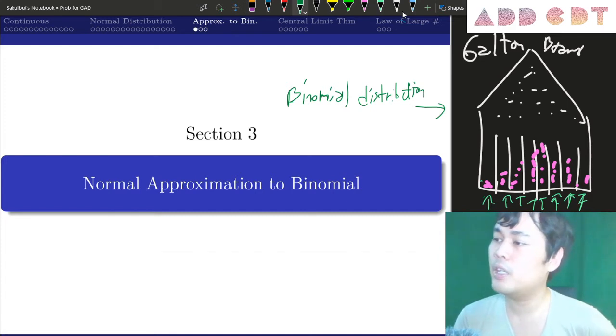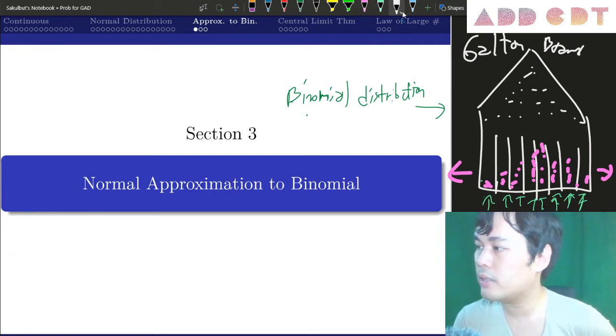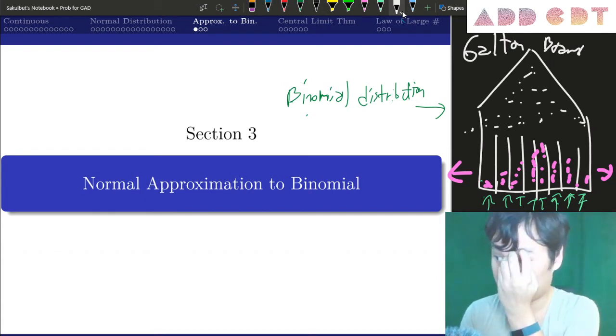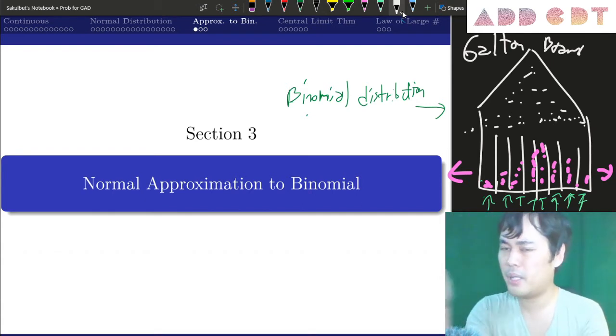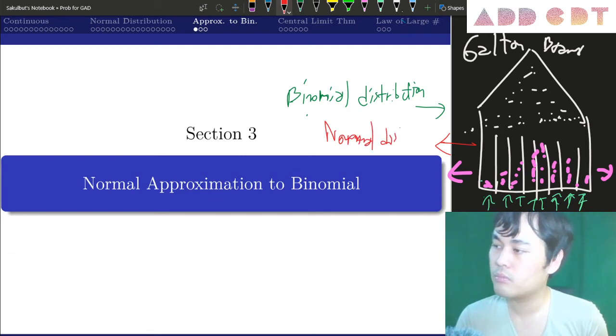But actually, if we increase the size, the length, and also increase the pegs, or the bars at the front that make the bead go left or right, if we increase that to larger and larger, the result would converge to a normal distribution.